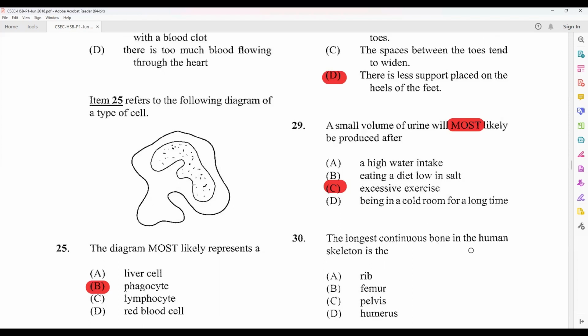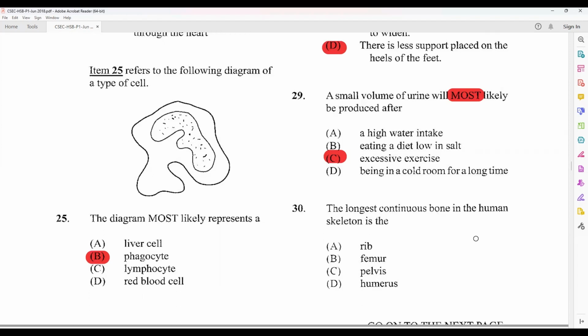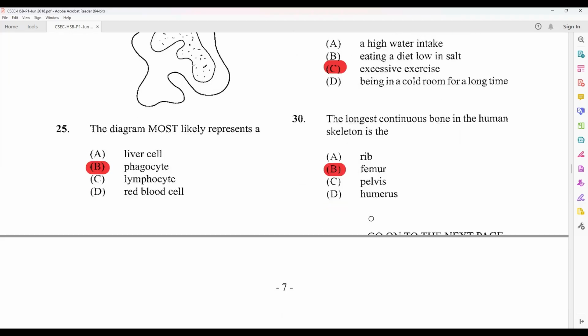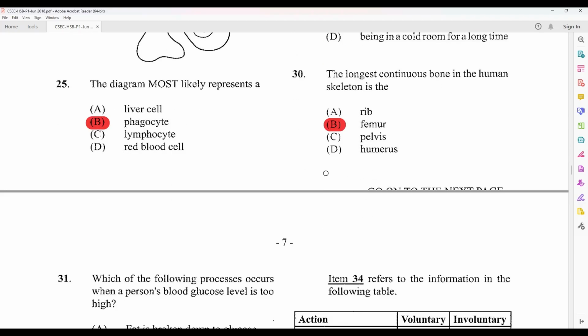The longest continuous bone in the human skeleton for question 30 is the femur. That's your thigh bone. So we have reached halfway in the paper.